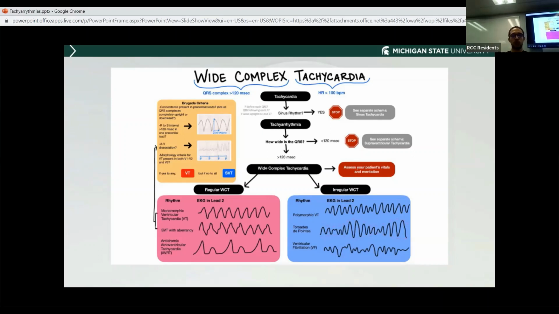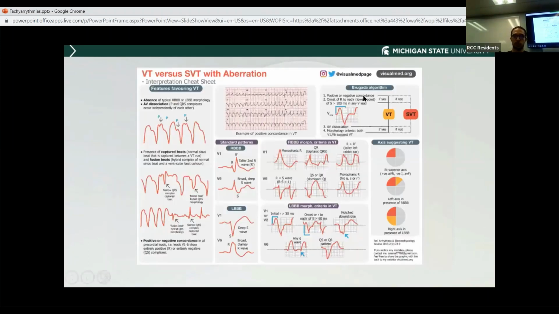So there are a lot of criteria people came up with to define VTs versus SVTs, but the main criteria that we follow is the Brugada criteria. And the Brugada criteria is mainly, so it's here in this upper box.